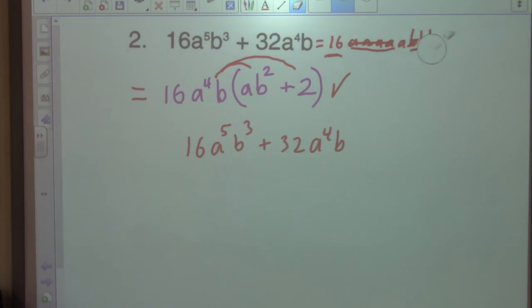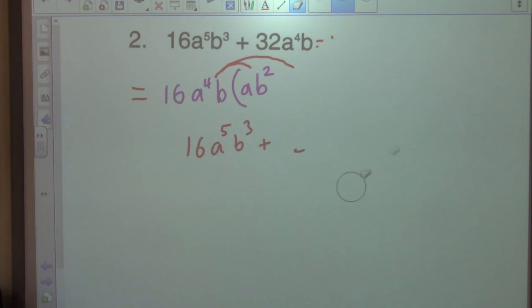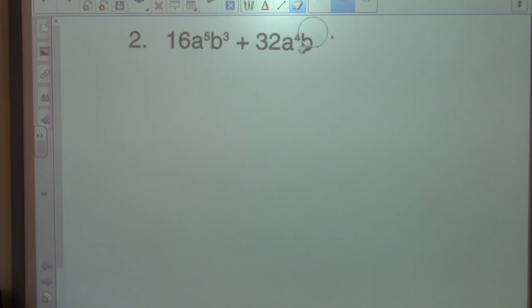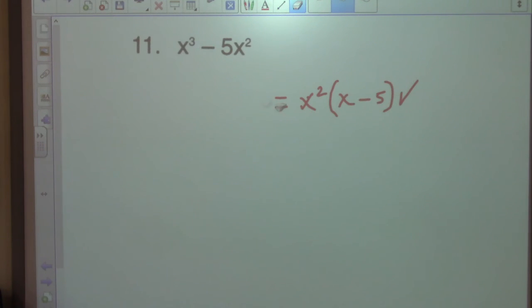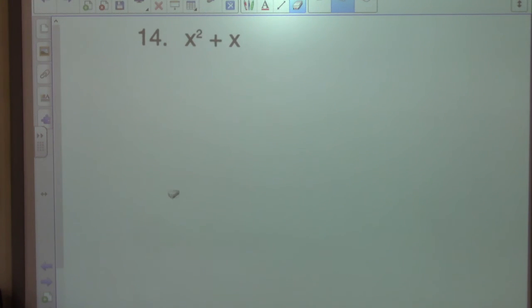I think I did 14, but I don't know. Right, 14? Yes. Okay, then let's go ahead and go to 14 quickly. Let me go ahead and get this erased here. Okay, so looking at 14, we have x squared plus x. Now between x squared and x, what's going to be our greatest common factor between those two? X, right? And then what times x is x squared?